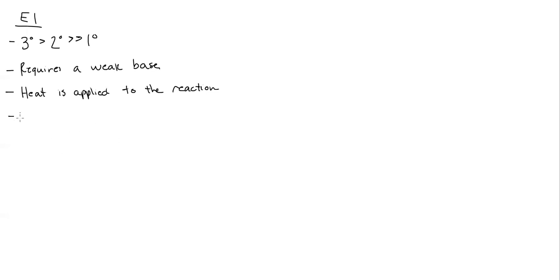Now for the rate equation, our rate equals our rate constant, Kr, times the concentration of alkyl halide. This is the same rate equation as SN1. If we go back to the SN1 video where we talk about the rate equation, it's just the concentration of alkyl halide times the rate constant. That's it. So that's our rate equation for this.